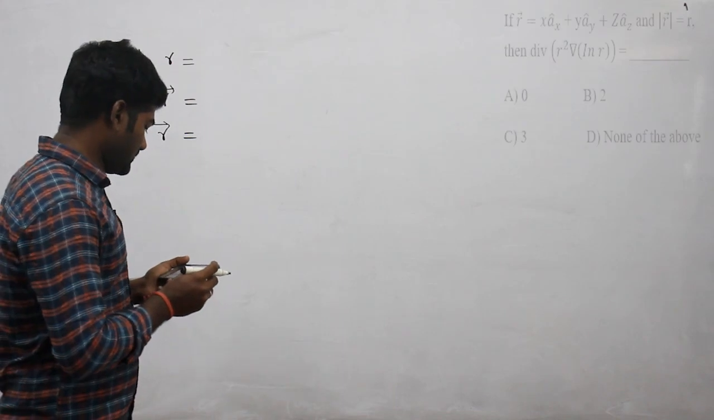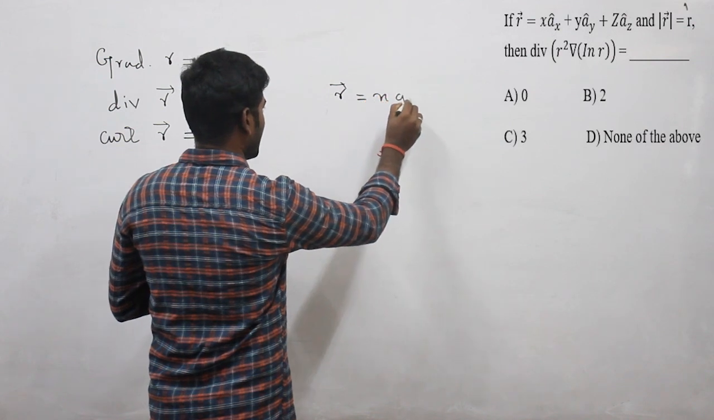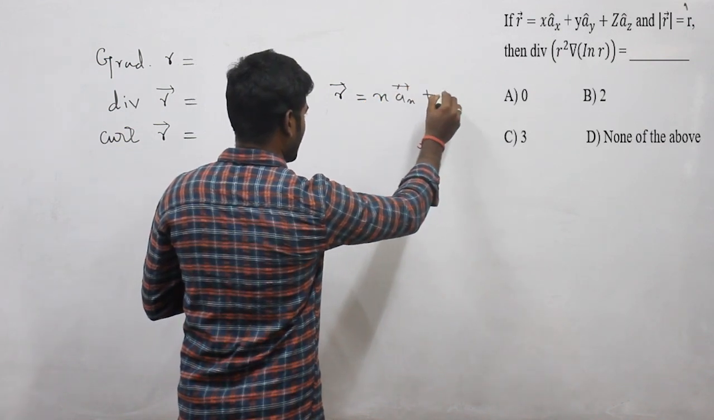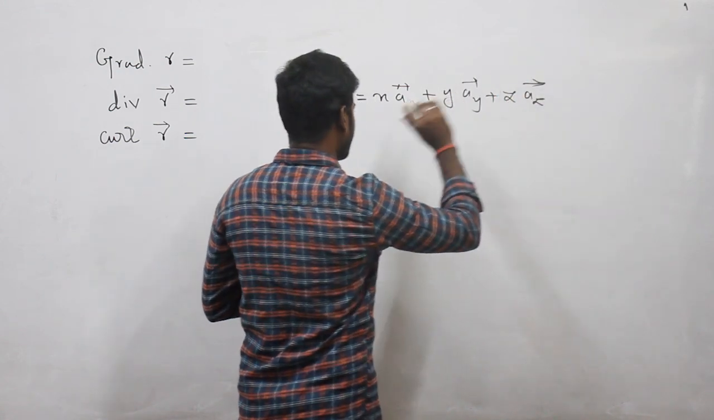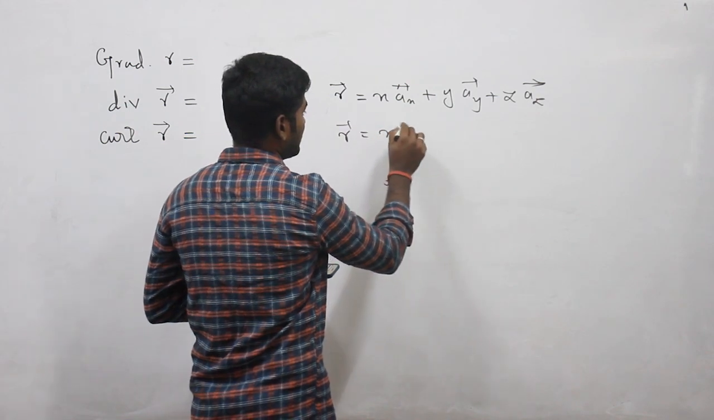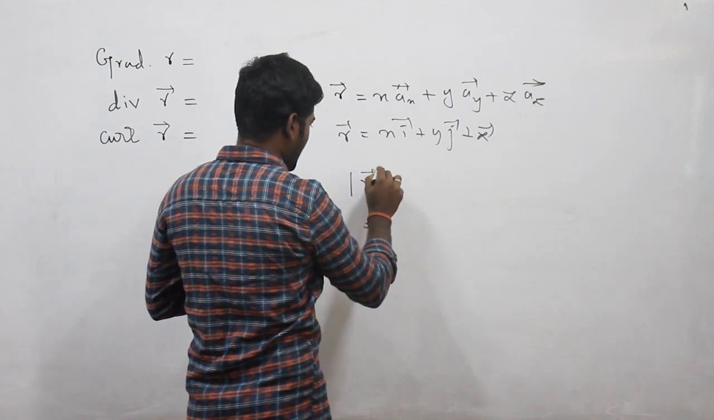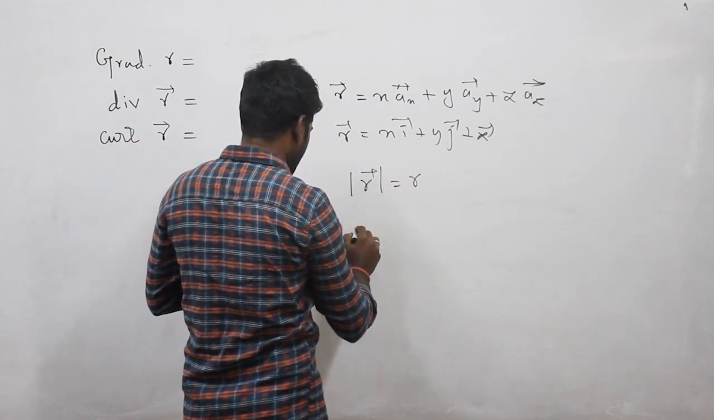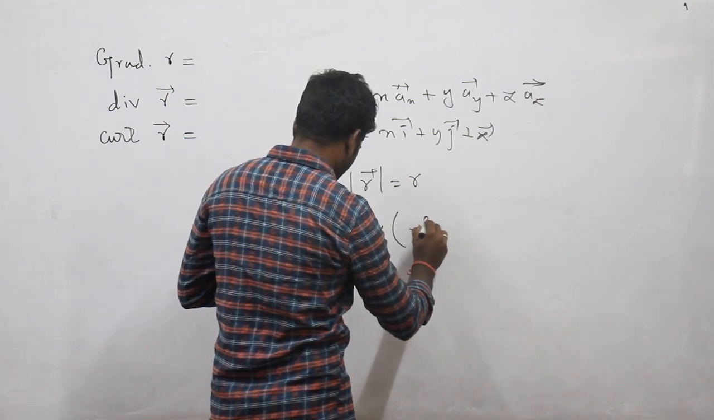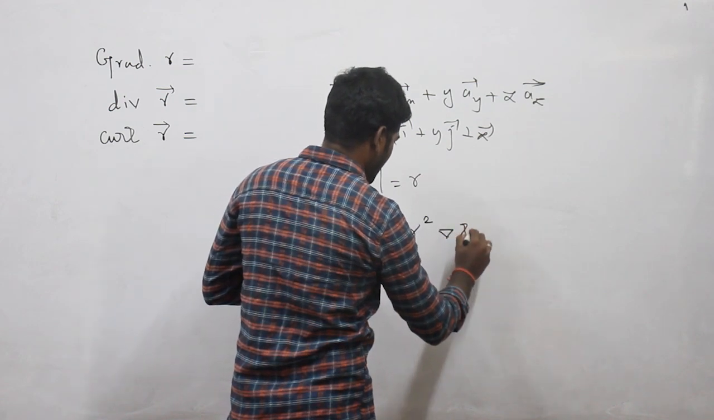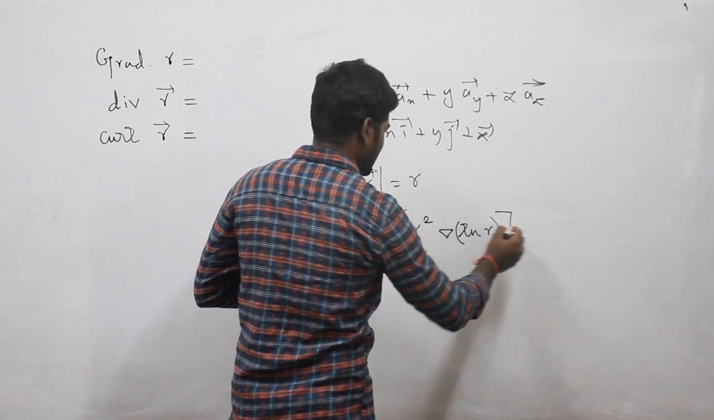Next, fifth question. If the r vector equals x ax vector plus y ay vector plus z az vector, this is called the position vector, similar to r vector equals x i vector plus y j vector plus z k vector, and they have given in the problem modulus of r vector equal to r. Then they are asking the divergence of r squared into gradient of ln r. This is the question they are asking.